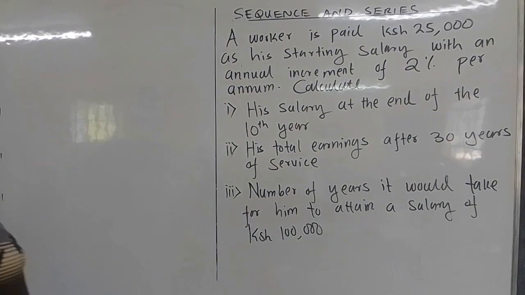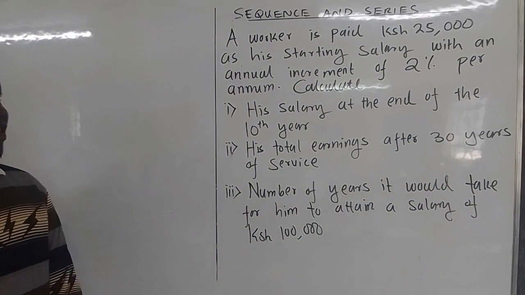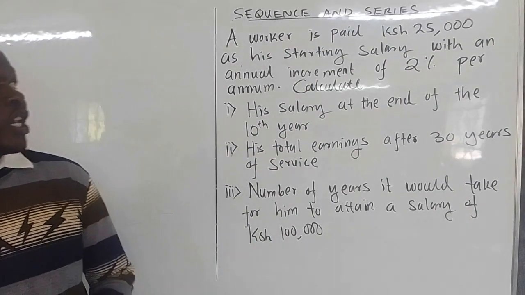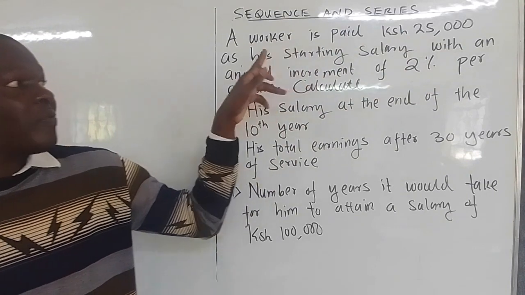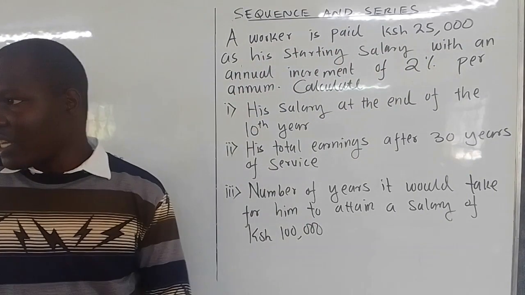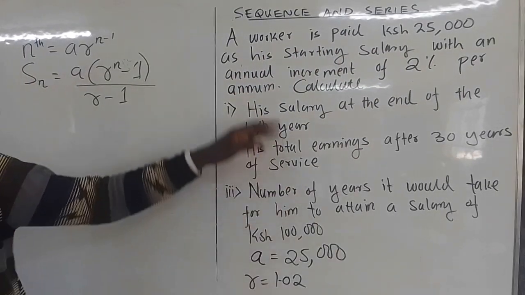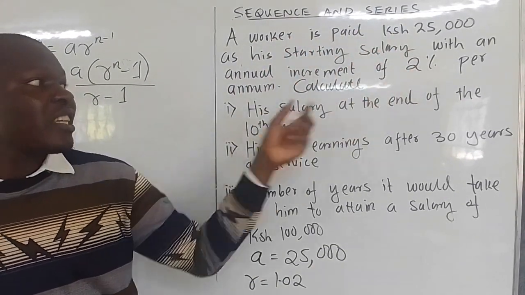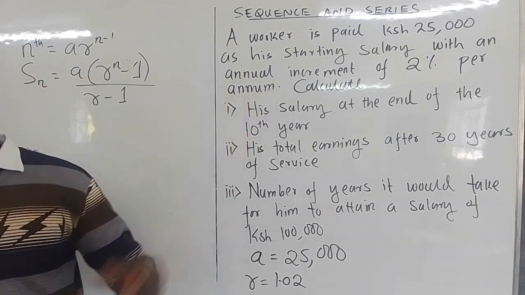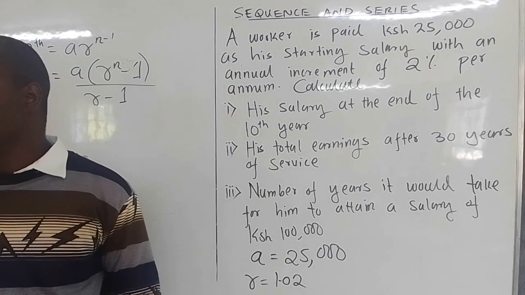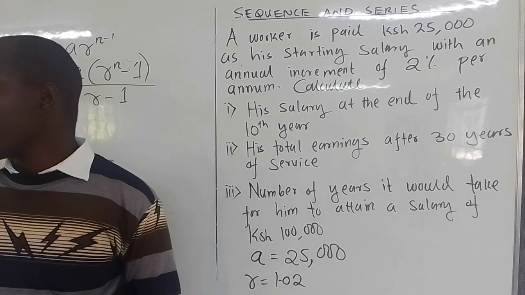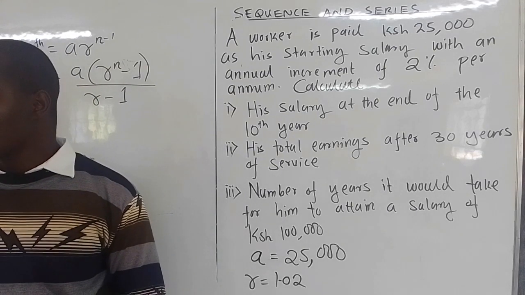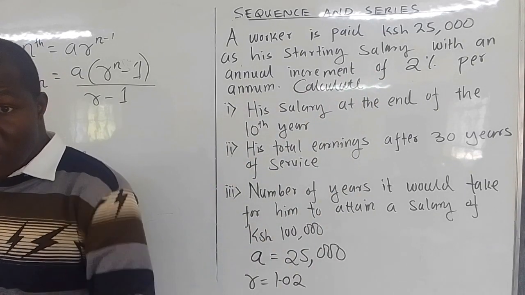100,000. So after reading this question, the first thing is to investigate the question and digest it. He is paid a salary of 25,000 as the starting salary. That's the assumption we are making because they are saying a worker is paid 25,000 shillings as his starting salary with an annual increment of 2% per annum. So we are assuming that the payment is with regard to every year. The amount is with regard to per year. Are we together? That is the assumption we are making according to the equation.